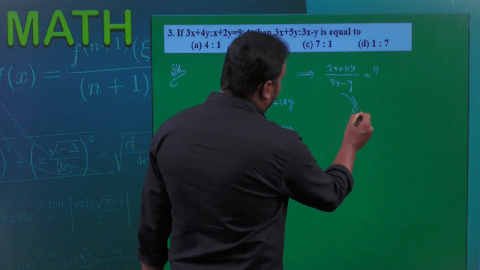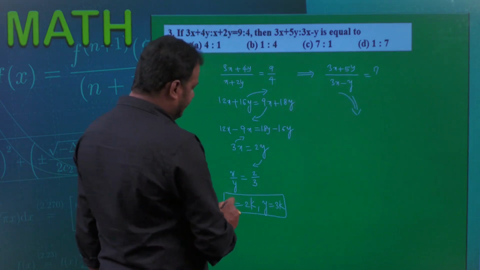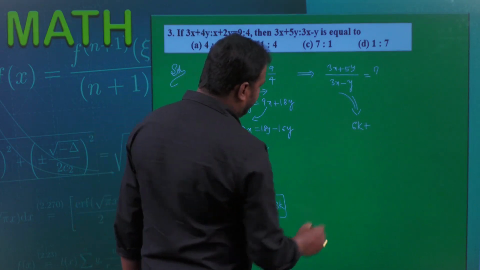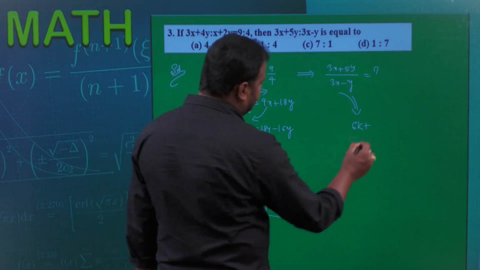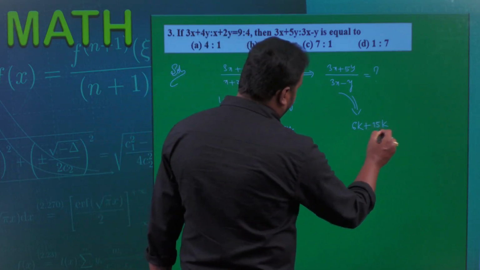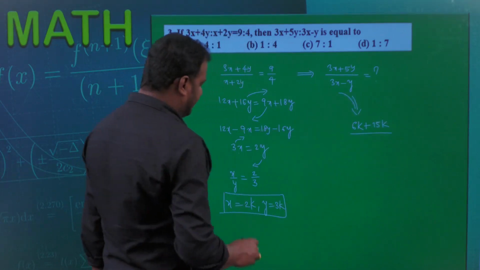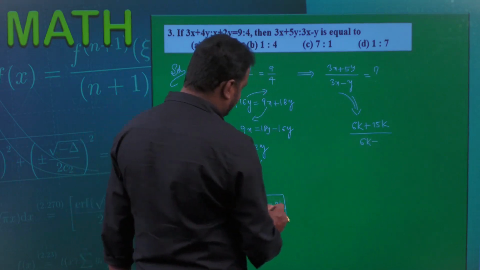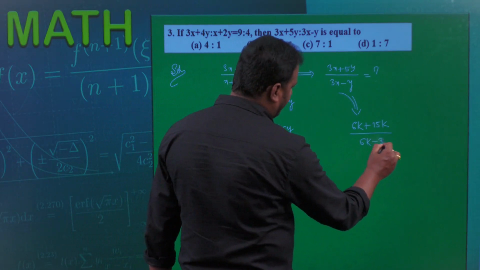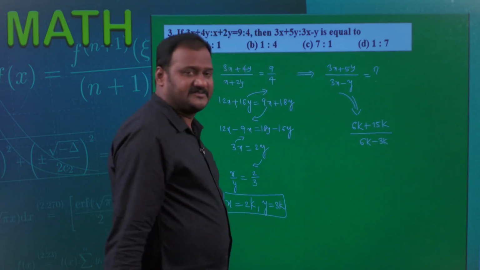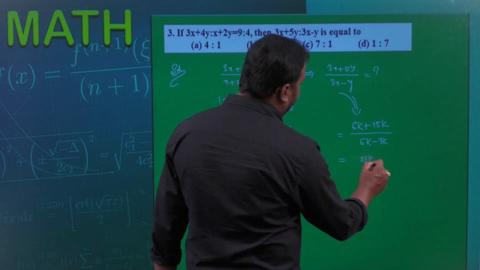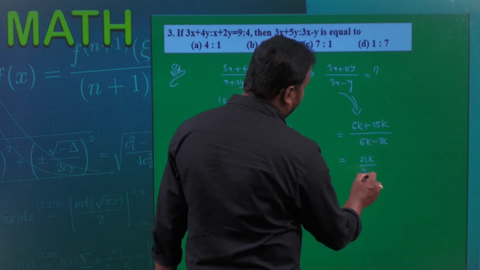Then this will become 3x, 3 into 2k. 3 2k's are 6k, plus 5y, 5 into 3k, 5 3s are 15k, whole divided by 3x minus y, 3 into 2k, 3 2s are 6k, minus y, y is going to be 3k. Okay, what is 6k plus 15k? 6 plus 15 is equal to 21k divided by 6 minus 3 is equal to 3k.